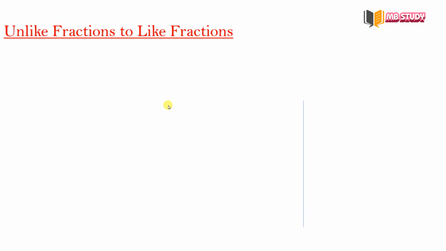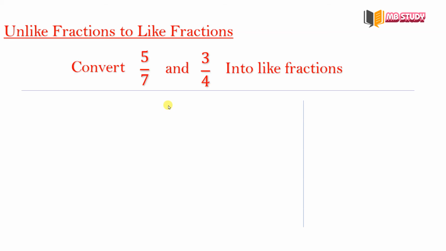Now, unlike fractions to like fractions. This is a very important concept in fractions. Whenever we have to compare, we must convert them into like fractions. Convert 5/7 and 3/4 into like fractions. If you observe, the given fractions are unlike. How can we identify whether fractions are like or unlike? If the denominators are equal, the fractions are like fractions. If the denominators are not equal, they are unlike fractions. In the first fraction 5/7 the denominator is 7, and in the second fraction 3/4 the denominator is 4. The denominators are not equal, so the given fractions are unlike fractions.